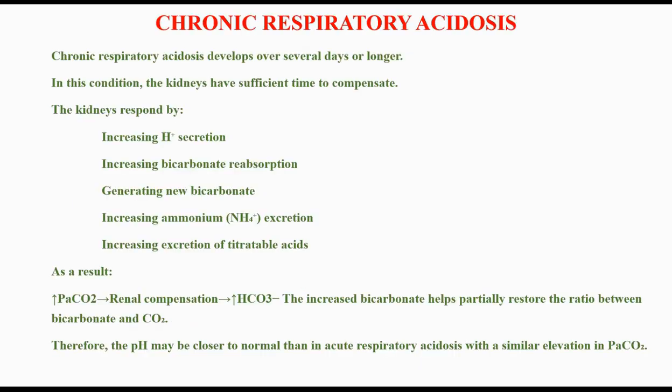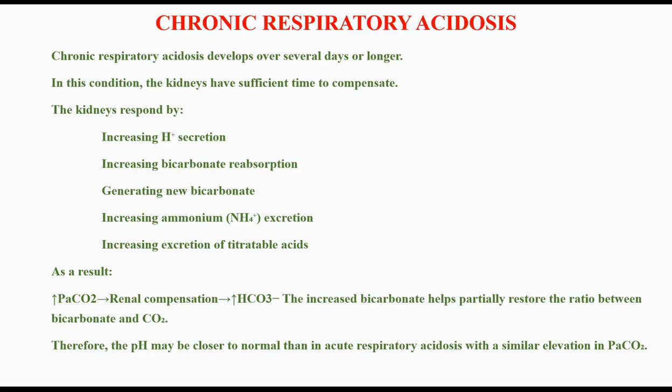Next one is chronic respiratory acidosis. It develops over a longer period, generally several days or more. The major difference between acute and chronic respiratory acidosis is the development of renal compensation. When PaCO2 remains elevated for a prolonged period, the kidney gradually adapts to the increased acid load. The kidney responds in several ways.